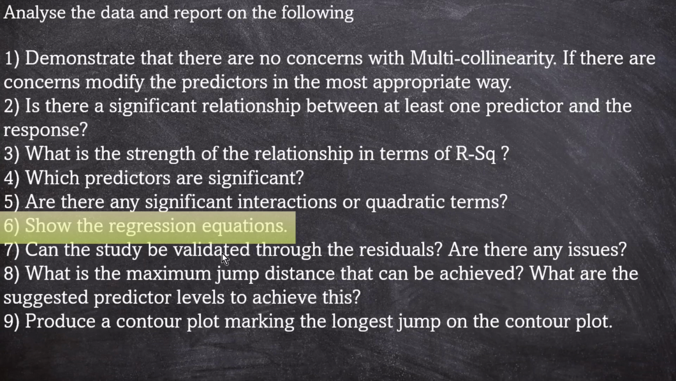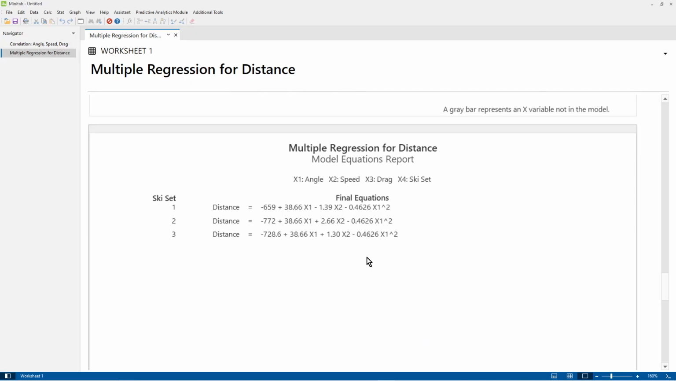Number 6, show the regression equations. So I've enlarged them for you. Here are the regression equations. There's one for each level of categorical variable, being ski set. So there's one equation for each level of ski set.